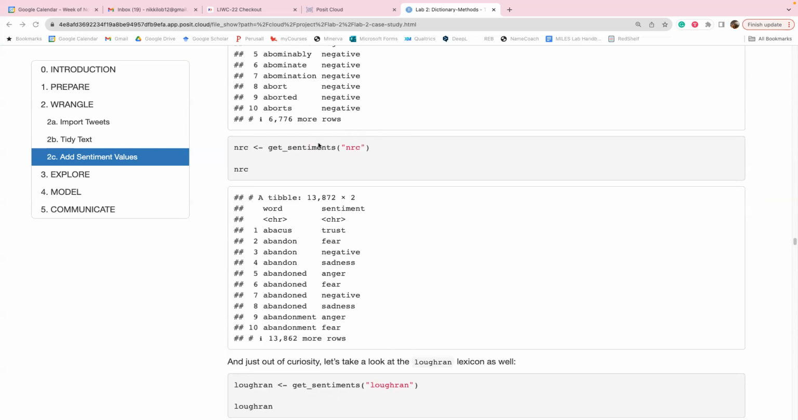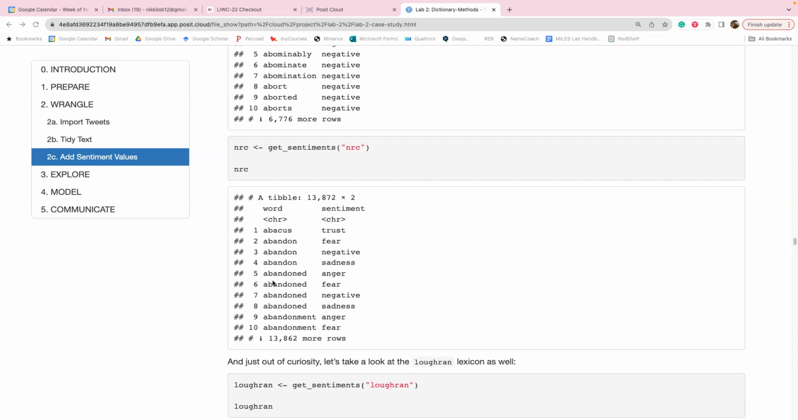And then here's the NRC. I love this. Someone was talking about an abacus, and then the sentiment for that was trust. Because I guess you can trust an abacus, because do y'all know what an abacus is? Like the old school, like you count. Okay. Whereas abandon was put under fear and negative.